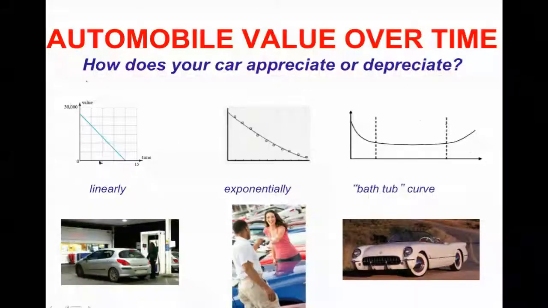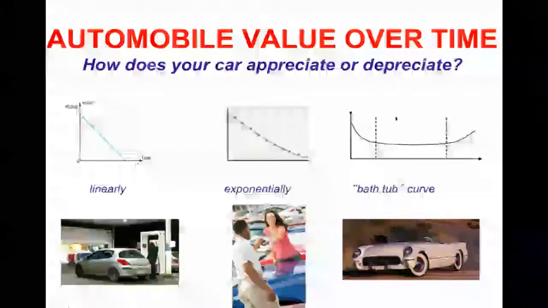One is known as linearly. In other words, your car loses the same value every year until it's worth nothing. It will depreciate exponentially, which doesn't mean the same value every year, but approximately the same percentage every year. And then there's something known as the bathtub curve, which we're going to look at in a second. I'm going to hold off talking about that.